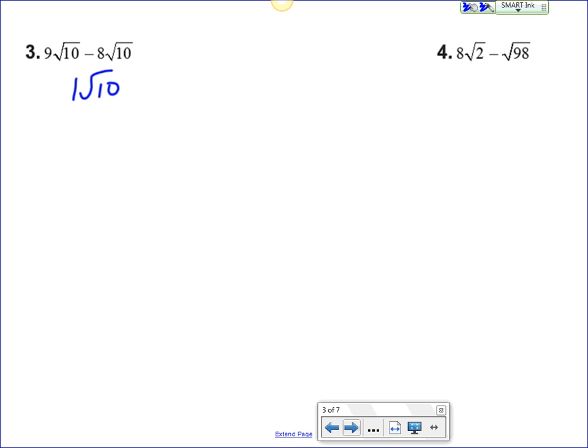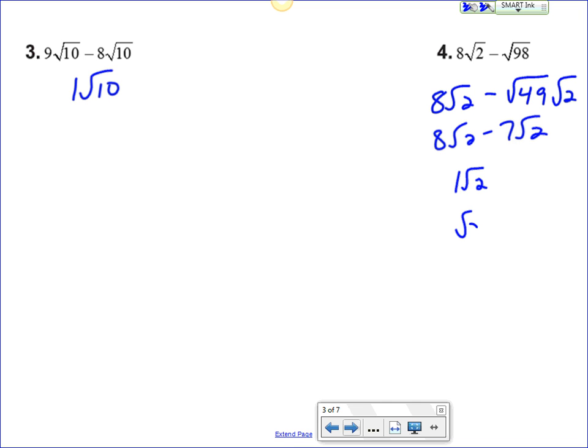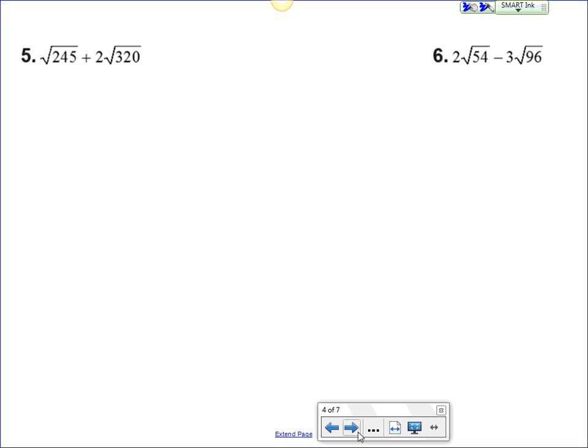So this next one we get 8 root 2 minus root 98. At first when we look at it, we say, oh, they're not even like terms. However, 8 root 2 stays, but we just need to simplify root 98. So the biggest perfect square that goes in there is 49, and it goes in there 2 times. So it's really 8 root 2 minus 7 root 2, which gives us just 1 root 2, or just root 2. Okay. Next one, same idea.